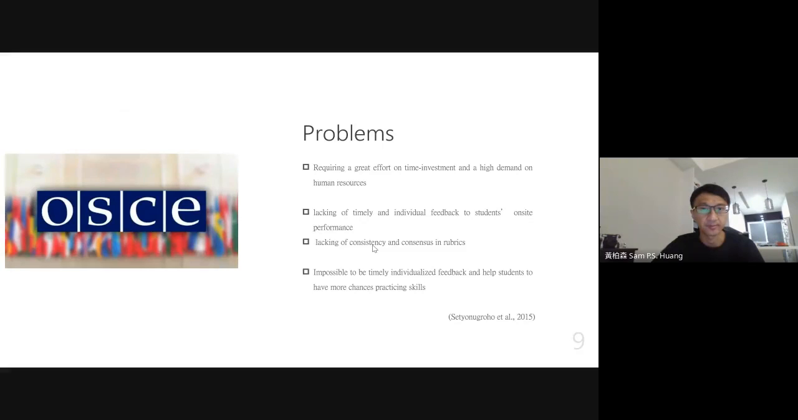Also, it has many problems. Every time we run OSCE, it requires great effort in time investment and high demand of human resources. Also, there is a lack of timely and individual feedback on students' on-site performance. It's also lacking consistency in terms of test objects. It's impossible to give timely individualized feedback to help students have more chances to practice skills.